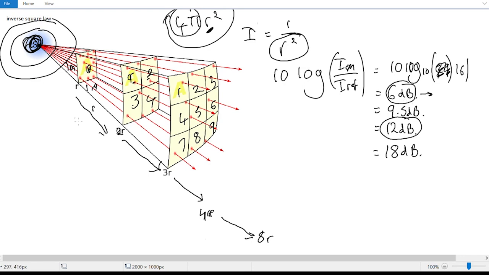So we got a 6 dB drop here, and a further 6 dB drop here, and then we've had to use dotted lines because that's a lot further out, and there was another 6 dB drop to 8r. So eventually we got an 18 dB drop over this huge distance, that's almost 20 times less intensity. So you can see that sound tails off pretty quickly.